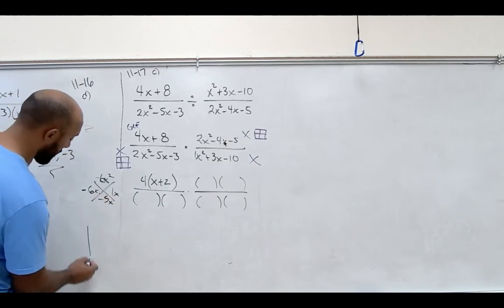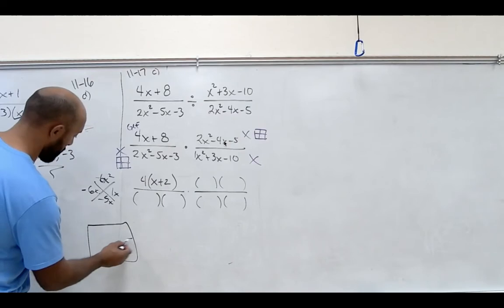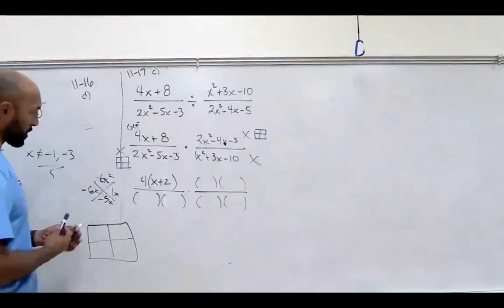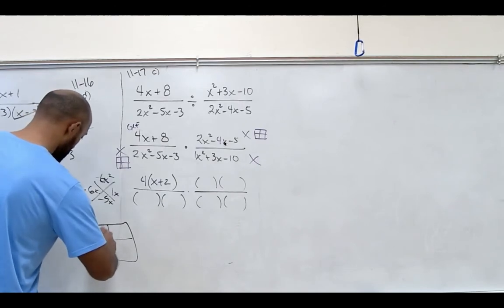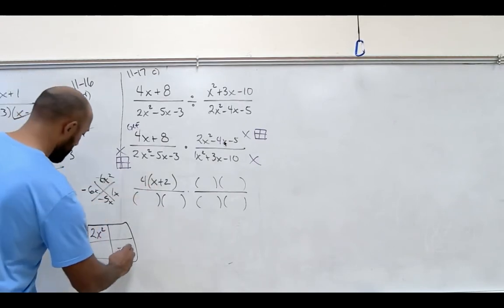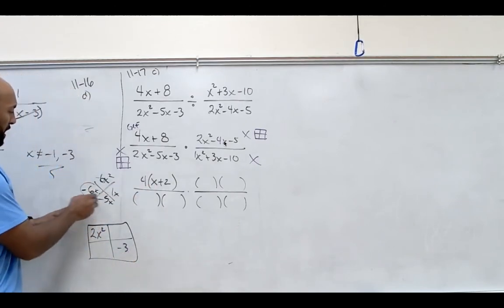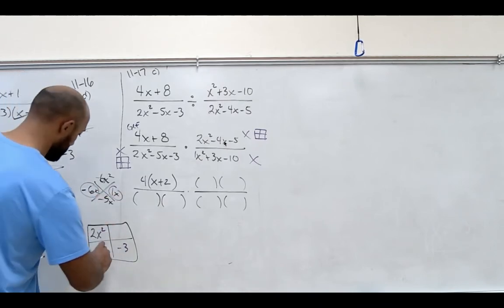So now we can set up our box. Now remember with the box, the first term in the expression, 2x squared, goes in the first box. The last term goes in the last box. And then the two terms you found right there go in the other corners.